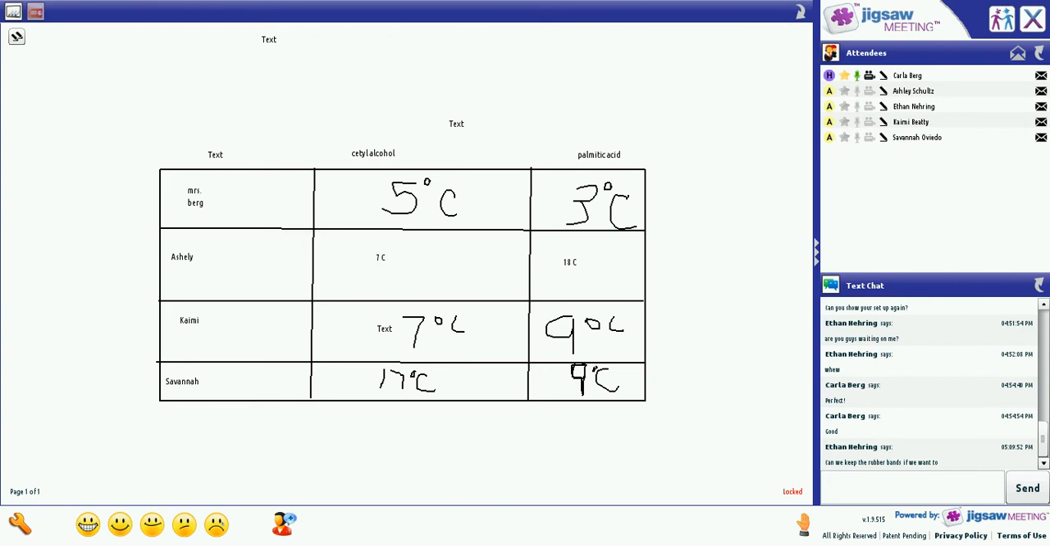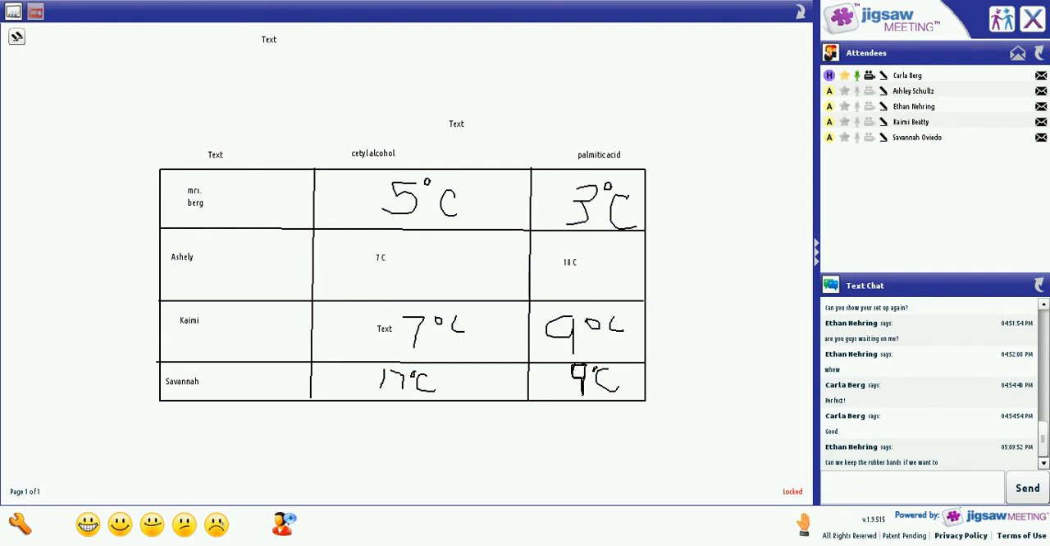And if you look at question number 1, it says the published melting points of cetyl alcohol and palmitic acid are 49 degrees Celsius and 64 degrees Celsius respectively. Do your results agree? Mine are pretty close. What would cause your results to differ? So let's say maybe Savannah, I'm just going to pick on you for this one. Maybe Savannah's result was 59 for cetyl alcohol. What I want her to do is think about what might have caused her results to be off.